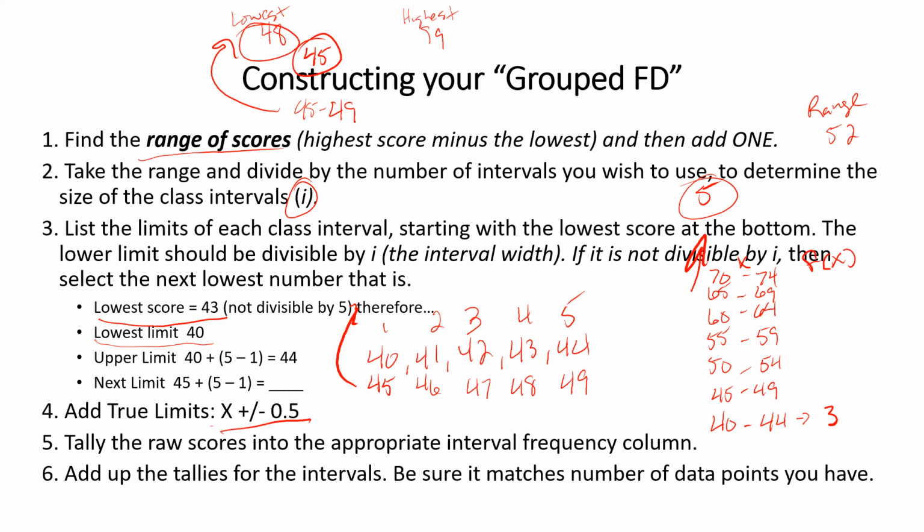And then finally, you add up the tallies for the interval. Be sure that matches the number of data points you have. So add up your total of f of x of your frequencies just to make sure you've gotten your n and you've met all of the different scores.